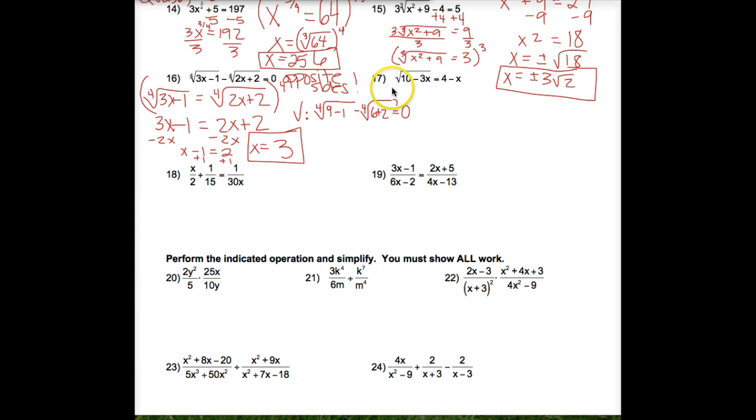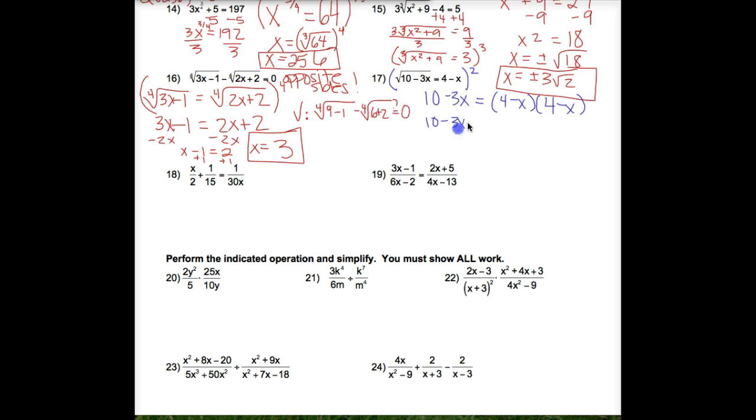17, my radical is already alone, so that means I'm going to go ahead and take the appropriate power, which is the second power, on both sides. So I'm going to square both sides. On the left side, that just gets rid of my radical. On the right side, this is a FOIL problem. 4 minus x times 4 minus x.